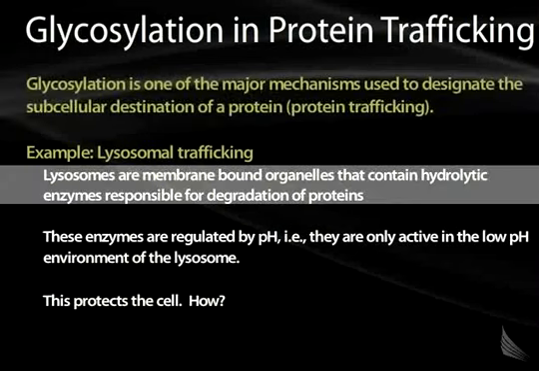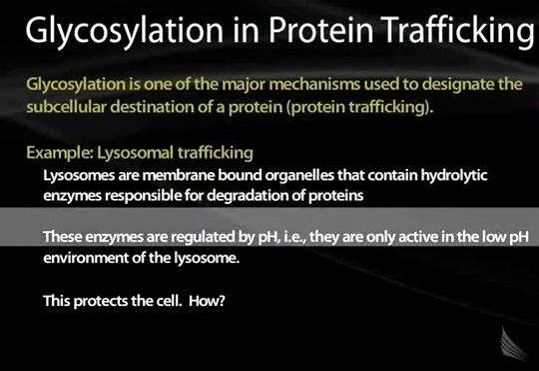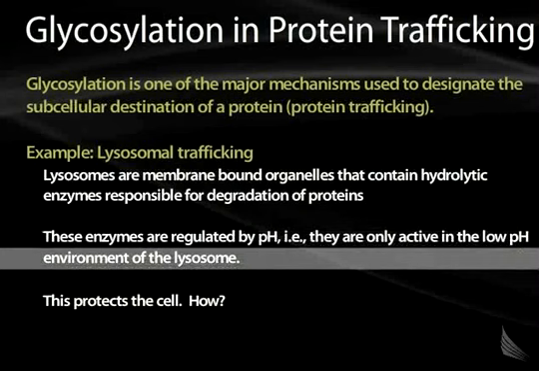An example of this is lysosomal trafficking. Lysosomes are membrane-bound organelles that contain hydrolytic enzymes responsible for degrading proteins and lipids and carbohydrates and other things in the cell. These enzymes are regulated by pH. That is, they're only active in the low pH of the lysosome, and this protects the cell by only activating those enzymes in a specified location. If they were activated in other locations in the cell, they would degrade proteins and lipids and carbohydrates in places that they're not supposed to, and that would cause the cell to die.